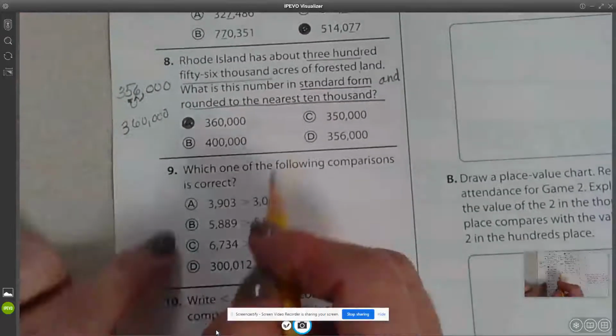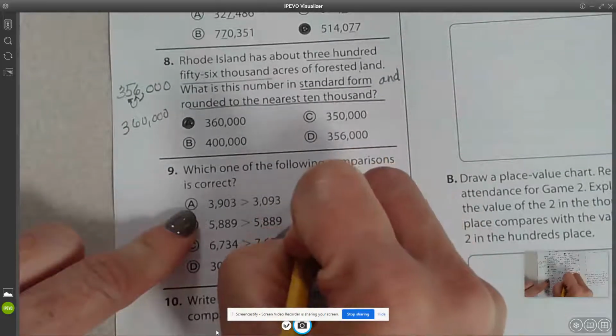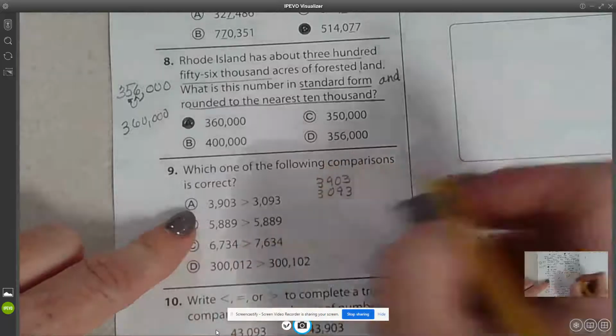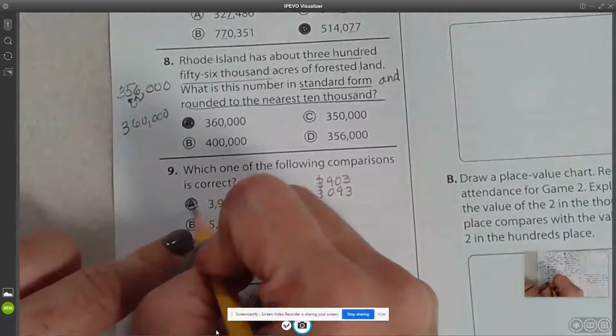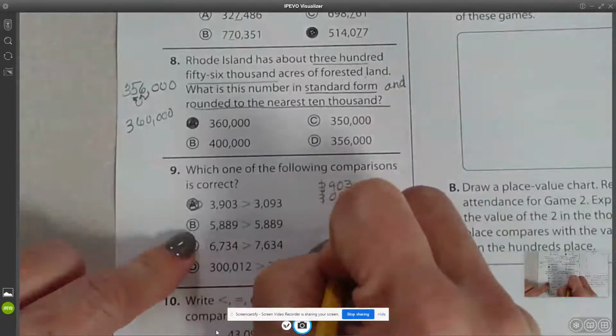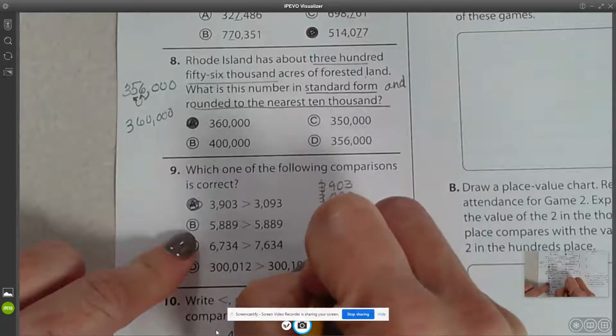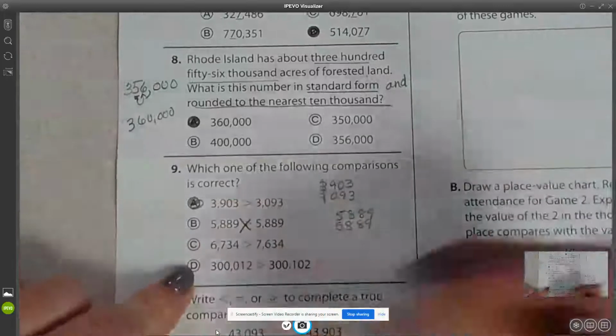Okay, which of these are correct? Line them up. 3903, 3093. Is this, no, okay, so this one's correct because the 9 is bigger than the 0. So 5889, 5889, those are equal. So that one's wrong.